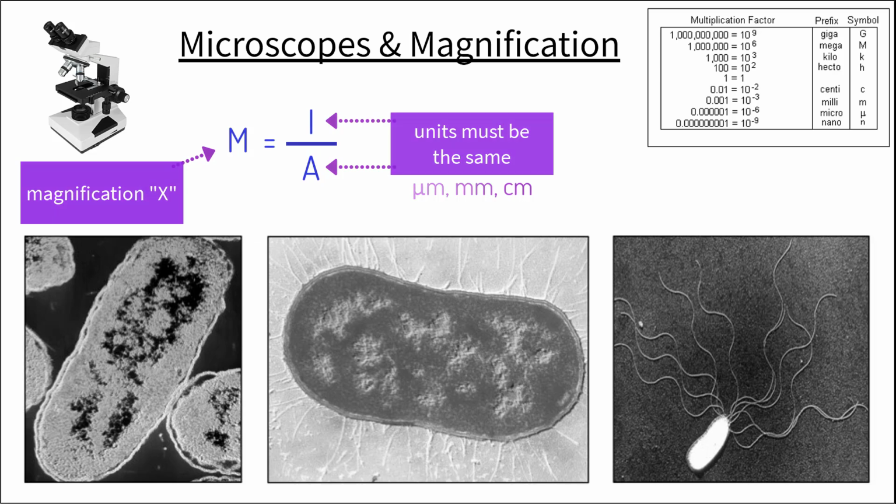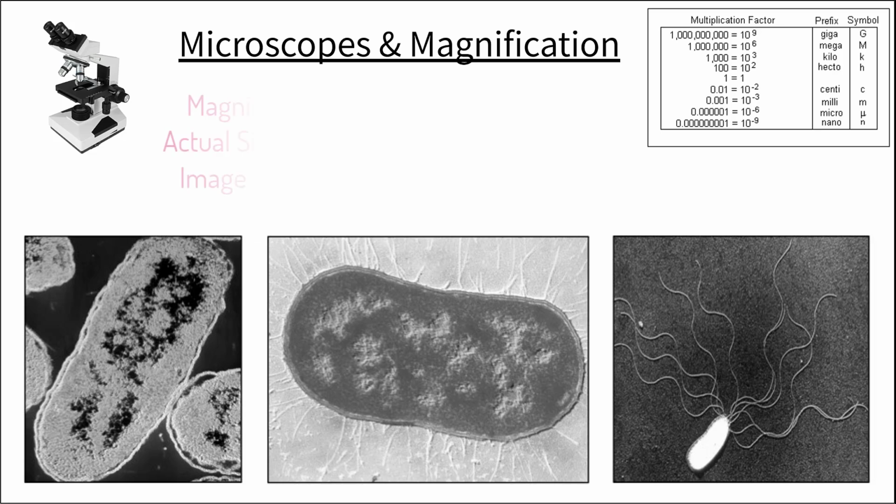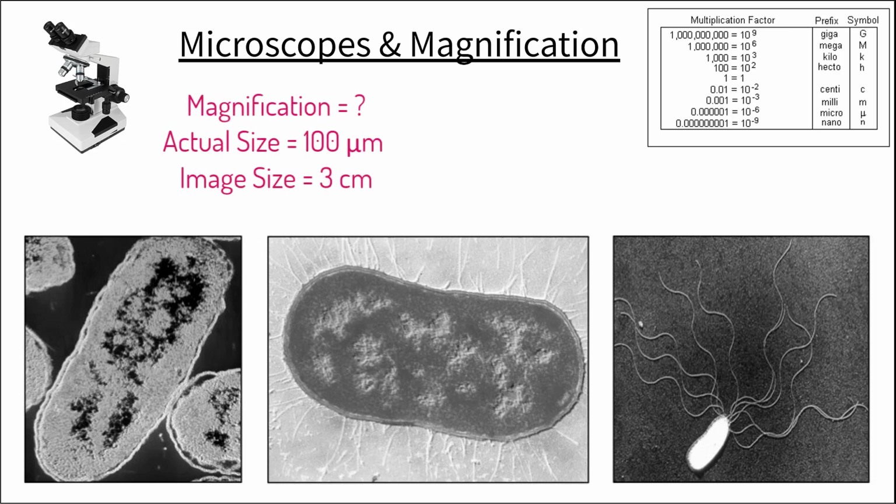Let's practice a problem together. What would the magnification be if the actual size of a cell was 100 micrometers, which we know from the scale bar, and the image size of the cell was 3 centimeters, which we can figure out by measuring with a ruler? Pause the video and come up with an answer on your own.